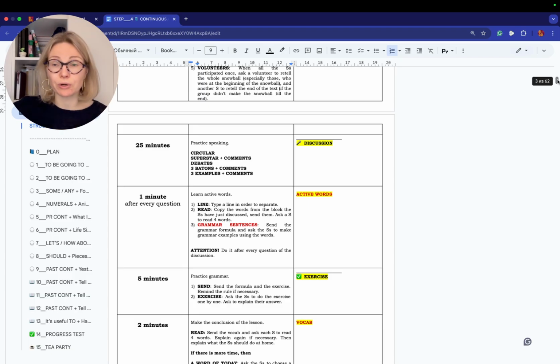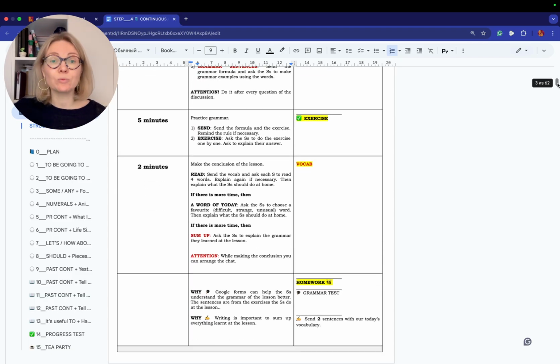It's really very important. And we finish our lesson with an exercise, vocab and a kind of sum up. So it's really necessary to start finishing the lesson at least 5 minutes before the end of the lesson. So let's do an exercise. The exercise is based on the grammar the students learned at the lesson. That's why you send the formula and the exercise. You remind the rule if necessary. You ask the students to do the sentences one by one. And then the vocab. You send the words, the students read if you have time.